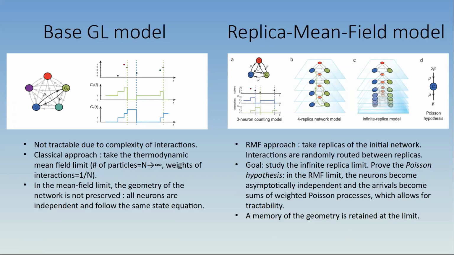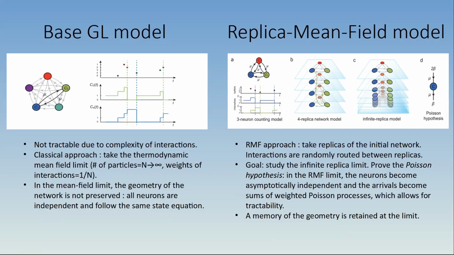So to circumvent this problem, because the geometry of the network has been shown to be biologically relevant in many cases, one way is to use what is called the replica mean field model. In the replica mean field approach, you take replicas of the initial network and you change the interactions. Now interactions become randomly routed between replicas. So if in a given replica a neuron would spike and interact with its neighbors, instead, for each of its neighbors, it chooses a replica at random uniformly and interacts with the corresponding neighbor in the chosen replica. And our goal is to study what happens when the number of replicas goes to infinity.